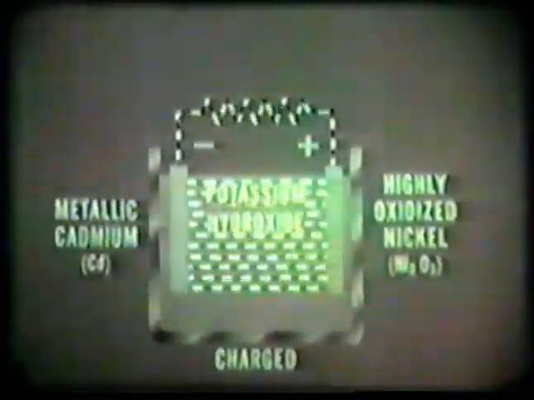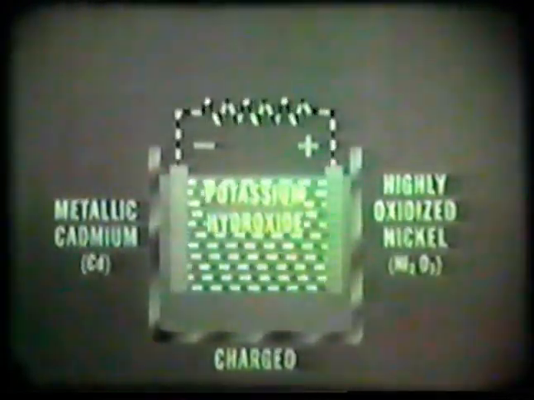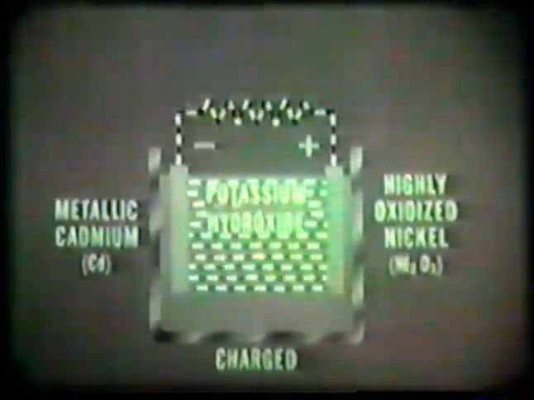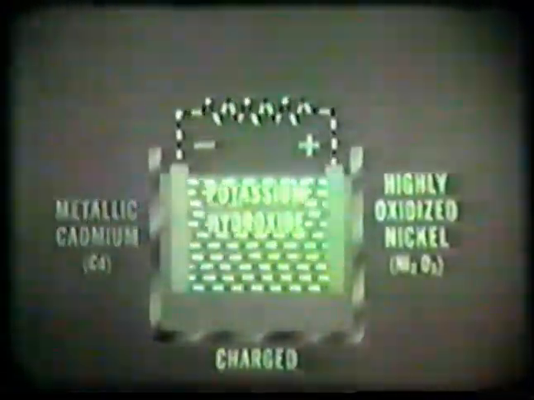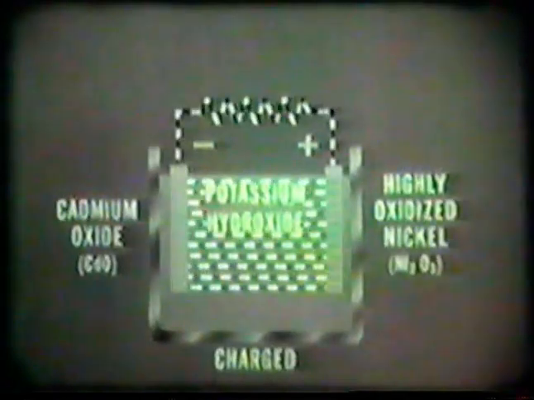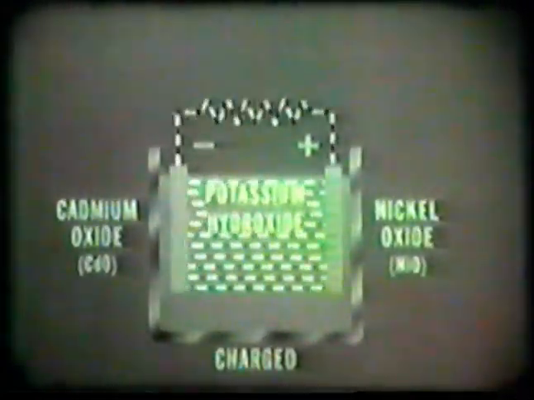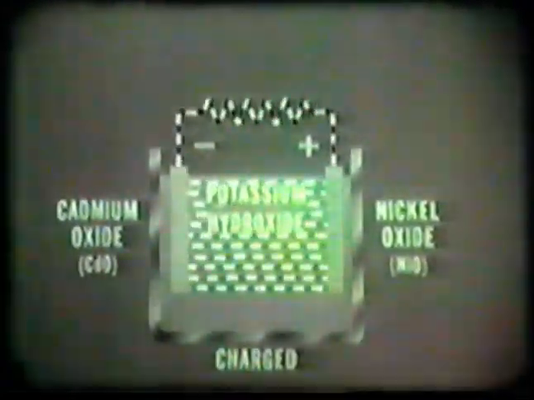As discharging proceeds, the chemical action is reversed. The negative plate is changed back to cadmium oxide, and the positive plate once again becomes nickel oxide. Compared with a lead-acid battery, a nickel-cadmium battery will deliver a very steady voltage output even when discharged at a high rate.